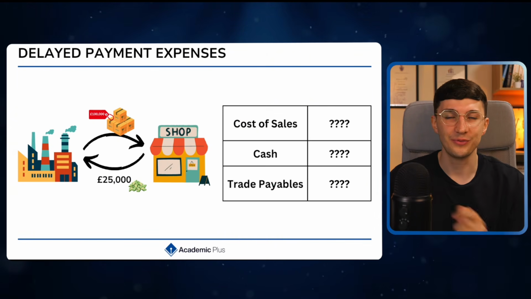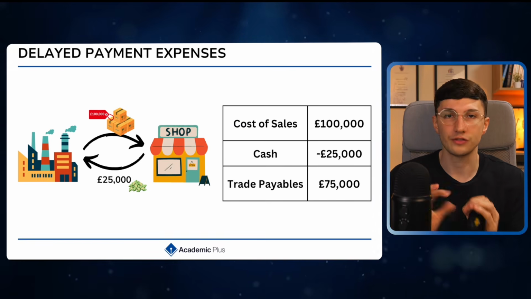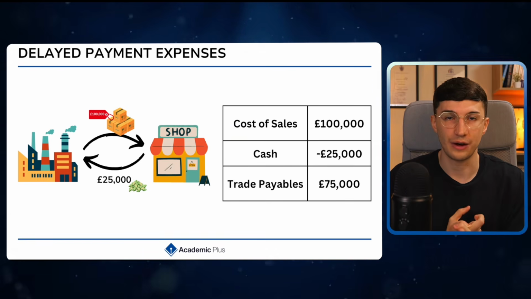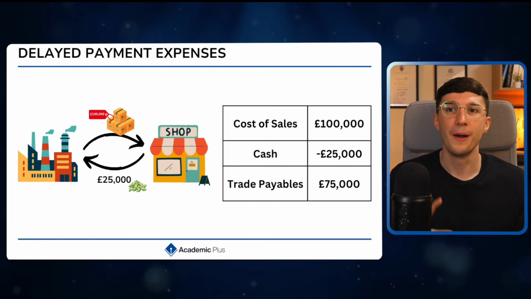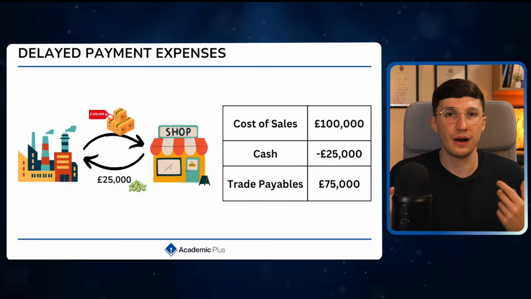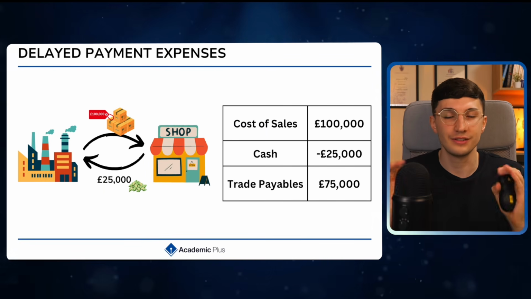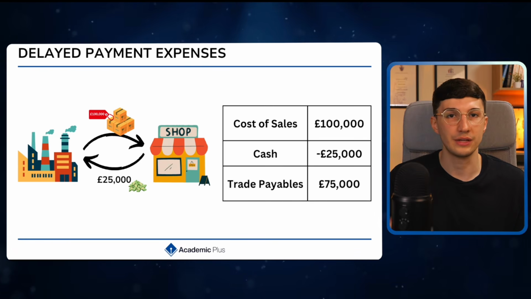So how is that different then with our profit and with our cash? Well, in terms of our costs, we've recorded £100,000 because that's how much we received, and that will impact our profit. But in terms of our cash, we've only seen £25,000 going out of the business today. So we would only record minus £25,000 in cash.